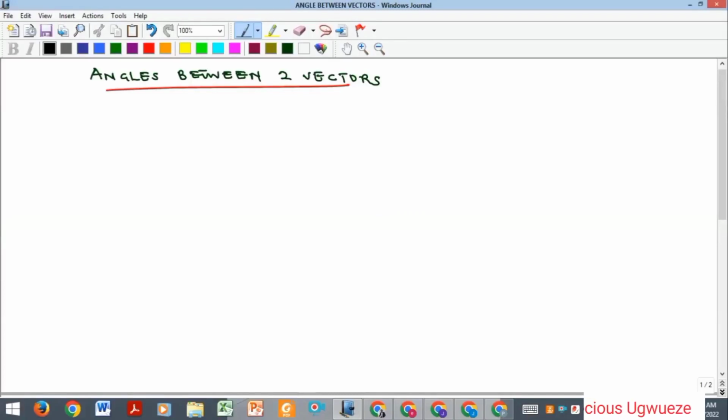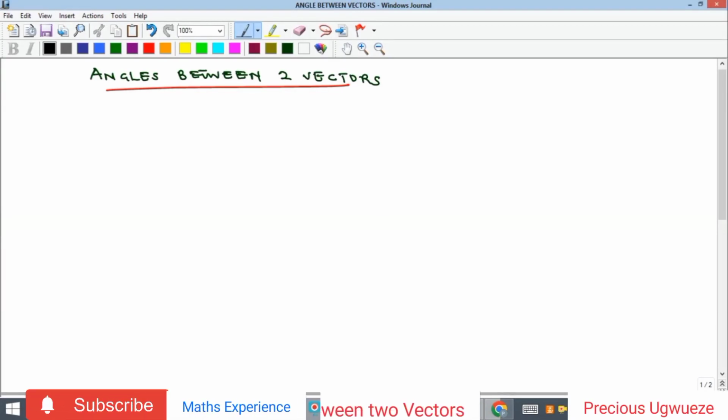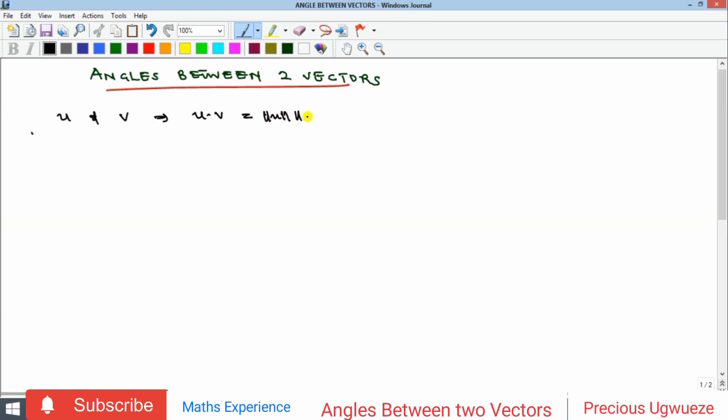I am Precious Uboise. So we'll quickly look at angles between two vectors. Previously, we looked at the dot product of vectors, and we established that if you have two vectors, say vector u and v, the dot product of u and v is equal to the magnitude of u multiplied by the magnitude of v times cos theta, where theta is the angle between the two vectors.